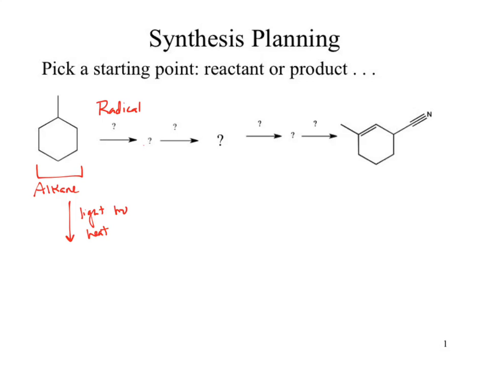I don't care about the mechanism. I just want to get to the next product. So our radical reactions will convert an alkane to an alkyl halide. Okay? What halogens are there? Fluorine, chlorine, bromine, and iodine. That's an awful lot of choices to throw in here. So which one should we pick?